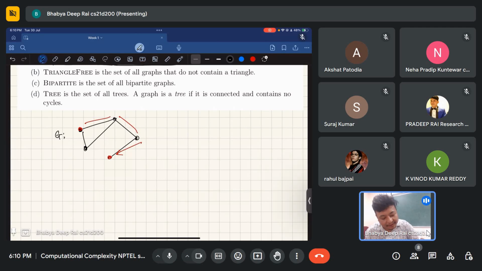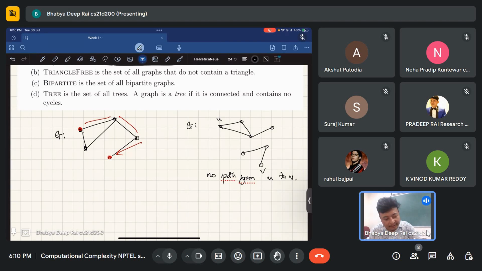What is an example of a non-connected graph or a disconnected graph? This is an example, because you cannot go from U to V. There is no path from U to V. So this is an example of a disconnected graph. Just for information's sake, these are called connected components. So if your graph has just one connected component, then your graph is said to be connected.